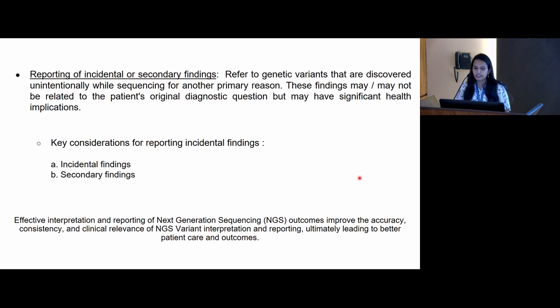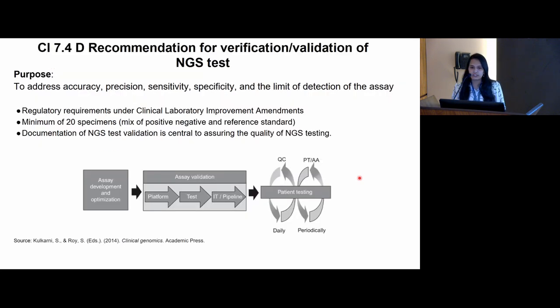So, effective interpretation and reporting of the next generation sequencing data outcomes improve the accuracy, consistency, and clinical relevance of the NGS variant interpretation and reporting, ultimately leading to better patient care and outcomes. So, next will be continued by my colleague.